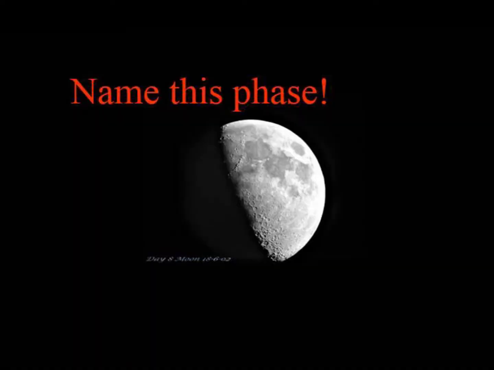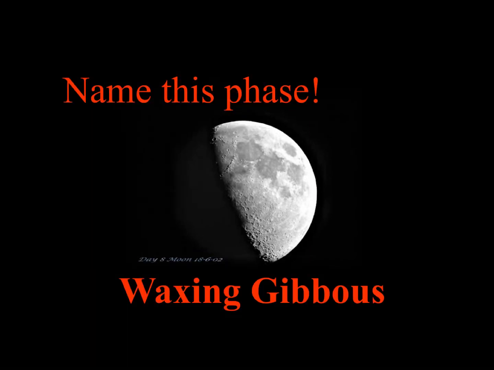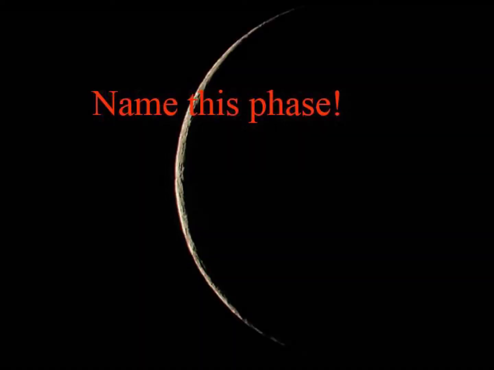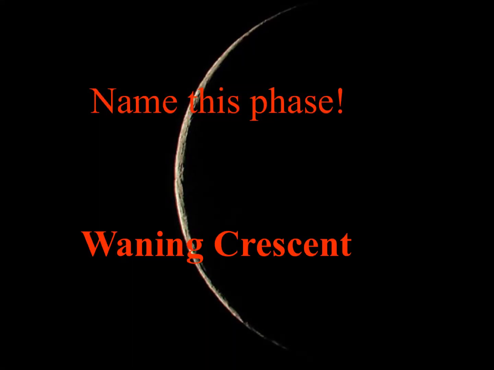Lit on the right side, slightly more than half? This is a waxing gibbous. And this one? Tiny skinny banana of light on the left? This is definitely a crescent, specifically a waning crescent, since we're almost back to new moon, lit on the left.